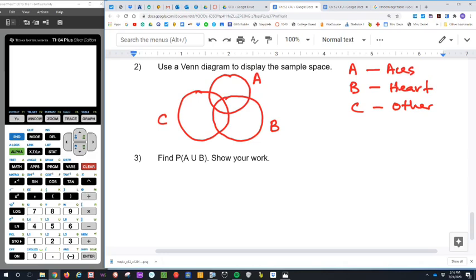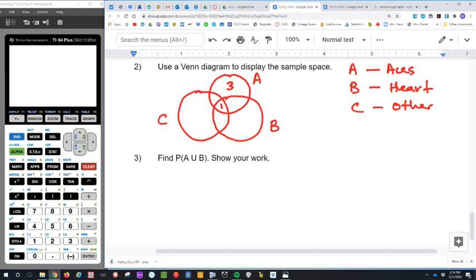Now I need to define what C is. C is anything other than aces and hearts. I need event C in order to make this Venn diagram complete. So what's the first thing that we know? We know that there are 4 aces, 3 of which are aces but not hearts. So I need to put the 3 there and not in part of B. The one card that is an ace and a heart, I can put right there in the middle.